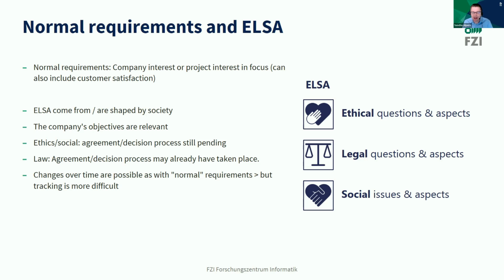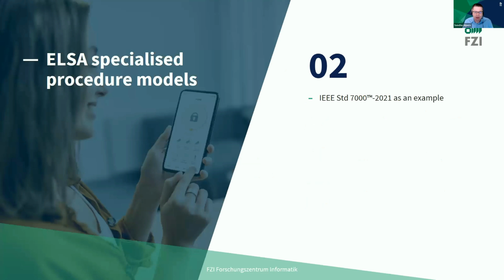And ELSA changes over time. Normal requirements change over time too, but I guess the tracking is more difficult because the effect is coming from outside your company or outside your project team. So if ELSA is different to other requirements, maybe there should be a special way to discuss ELSA. And for example, there's the IEEE Standard 7000 from 2021 as one example.